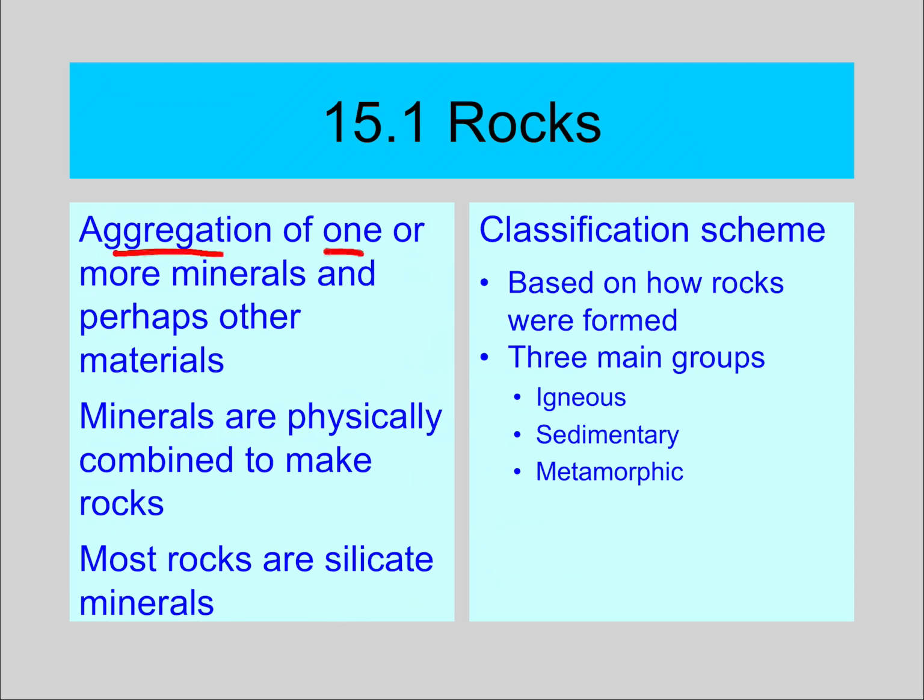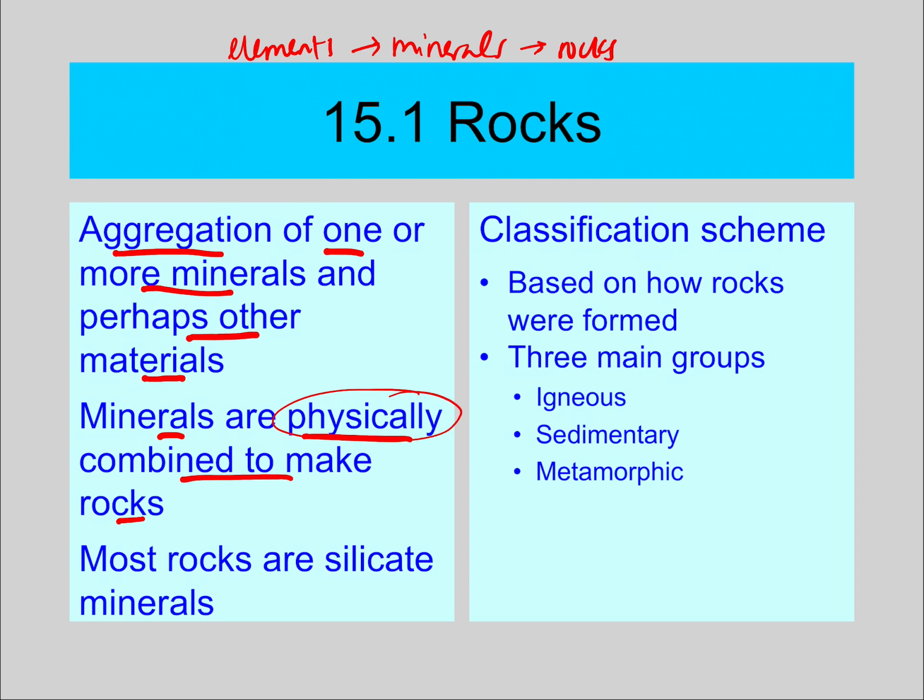Rocks are going to be an aggregation of one or more minerals and perhaps other materials. So, elements make up minerals, and minerals make up rocks. Now, minerals are going to be physically combined to make rocks. So, we're not talking about a chemical bonding, we're talking about a physical interaction between minerals to make a rock. Because most of our crust material is made out of silicate minerals, most rocks are also made out of silicate materials. Now, rocks are classified based on where they are formed, and we have three main groups of rocks: igneous, sedimentary, and metamorphic.